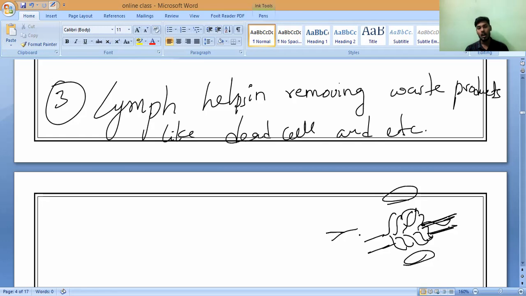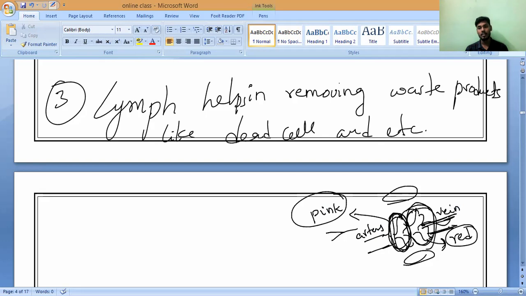So here arteries are present, and this is the vein. Arteries carry oxygenated blood. What is the color of the oxygenated blood? Pink color. Blue color. Yesterday I taught it wrong, you may remember. Pink, sir, red color. Oxygenated blood and deoxygenated blood, what is the color? Blue color. Red color. Do you understand, Ra? Red color is deoxygenated and pink color is oxygenated blood.